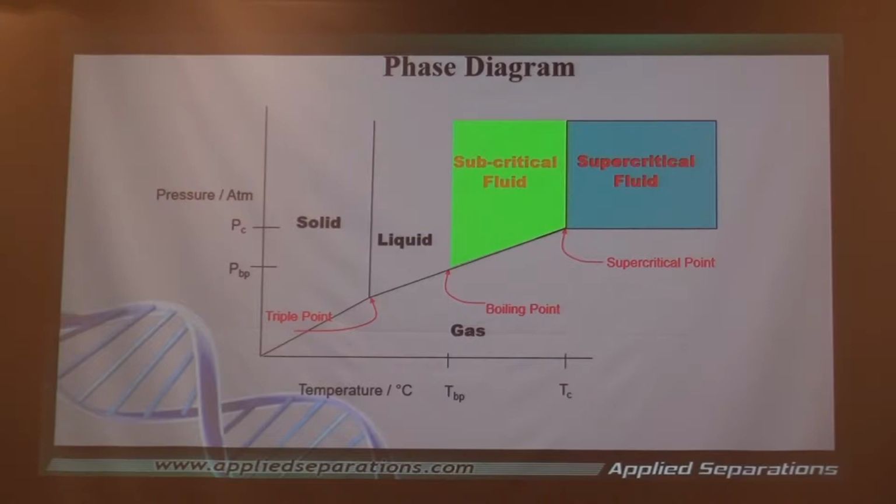Now, many times we also hear this term subcritical, a subcritical fluid. Just by definition, this is the area above the normal boiling point and below the supercritical point. And this really is not a fluid in the true sense. It really still is a liquid. It behaves like a liquid, although some of the properties change a little bit, especially in water, subcritical water.